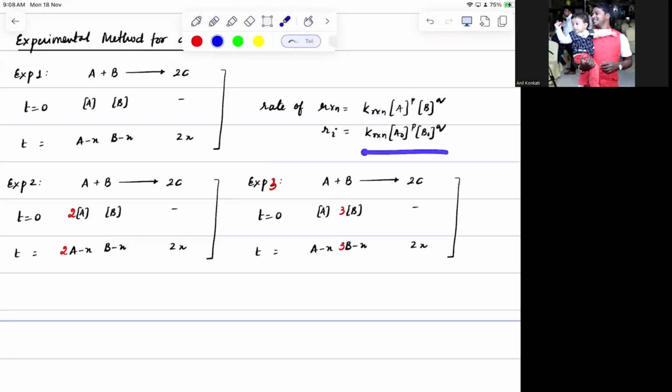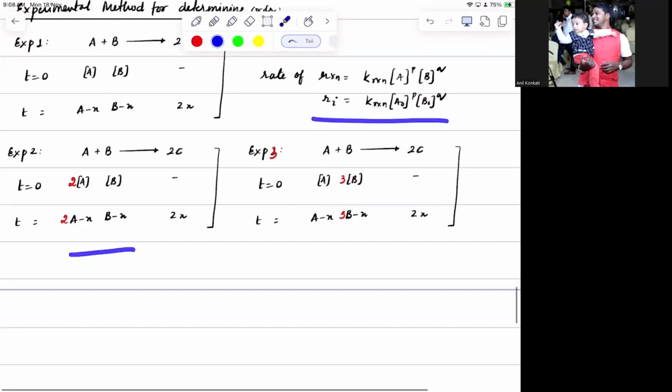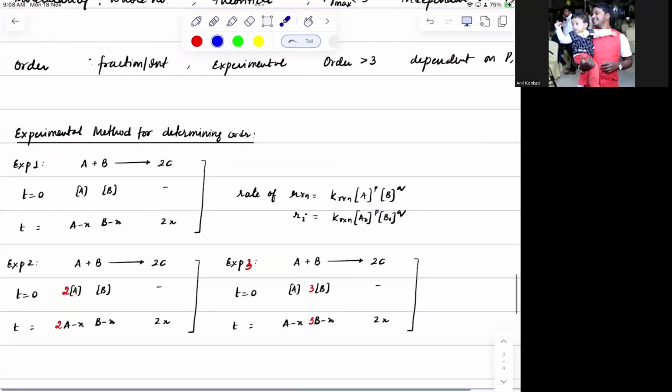And if I write the same rate, initial rates, for all of these three, then we will compare how that varies. How does A vary? How does B vary? And how does C vary? Based on that, we will calculate what is the order. I'm expecting that you guys are aware of this type of method.